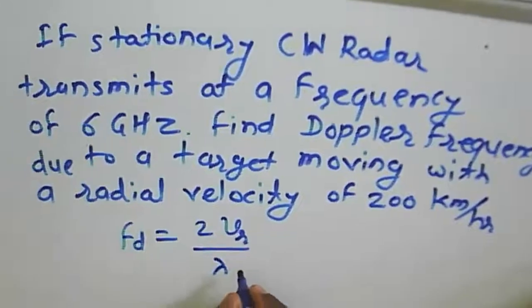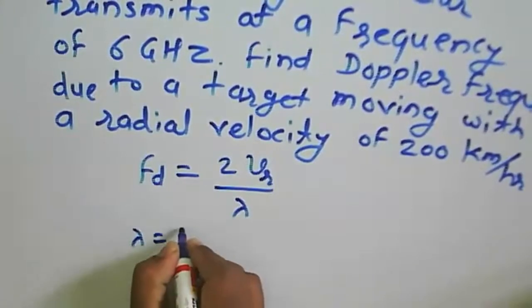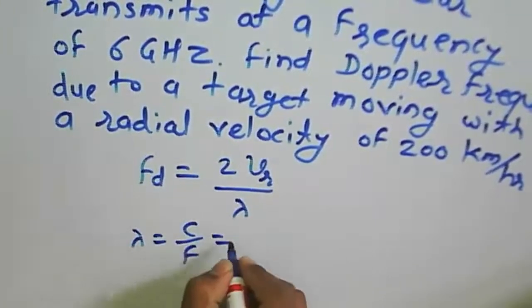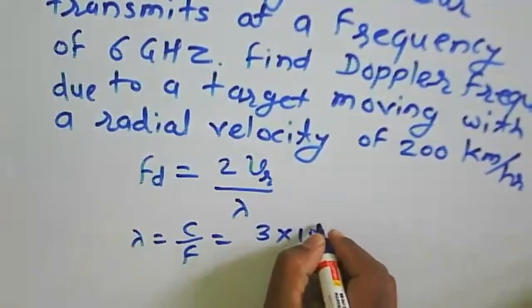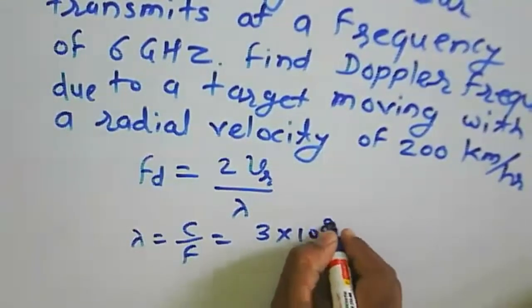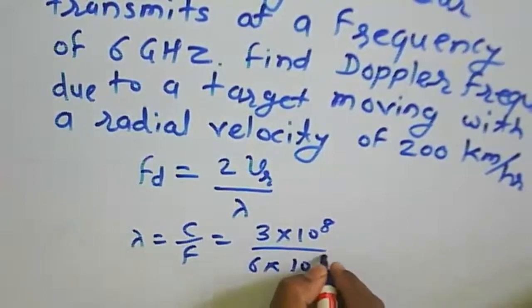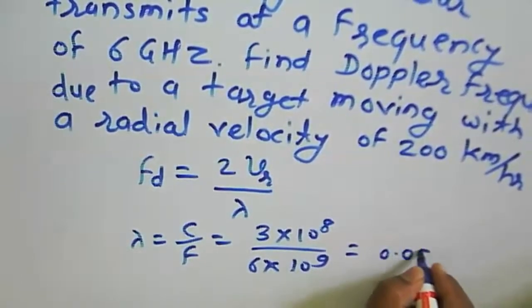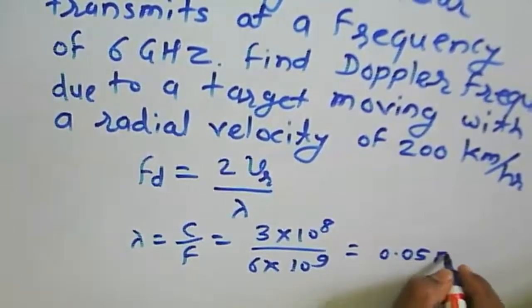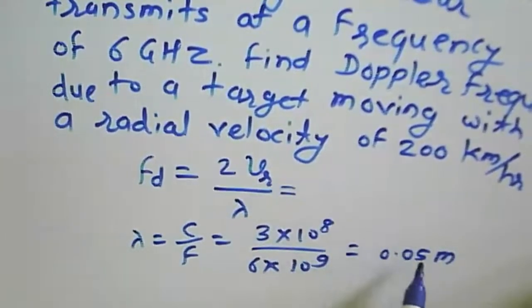So lambda is equal to what? Lambda is nothing but c by f. Transmitting frequency is about 6 gigahertz. So we take the velocity c as 3 into 10 to the power 8, and f is 6 into 10 to the power 9 gigahertz. So what will be the lambda? Lambda is equal to 0.05 meter. If we put that lambda here, it's about 0.05 meter.